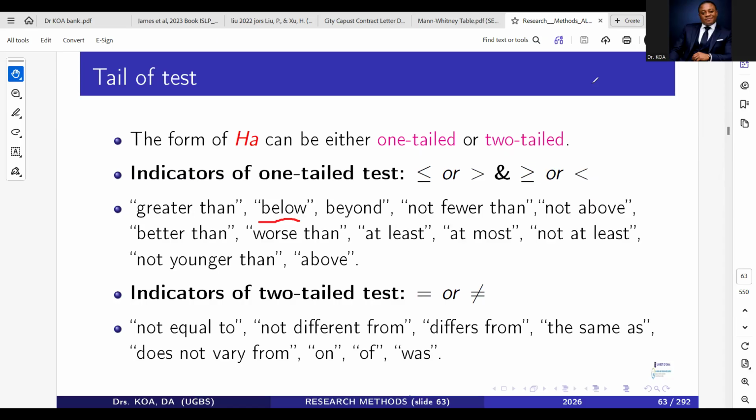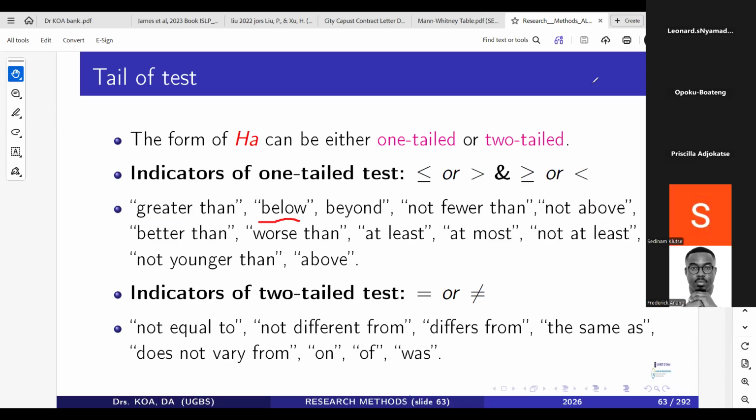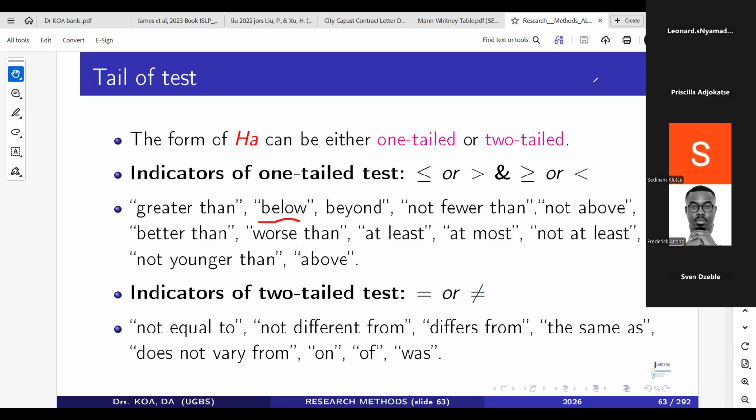Another way of saying it is not different from. What symbol is that? Not different from. What symbol is that? Leonard. Not equal to. Not different from. No, that's wrong. Priscilla. Equal to, sorry. You don't have to say sorry. You already have the microphone now. You have to think before. So in my world, you have failed.